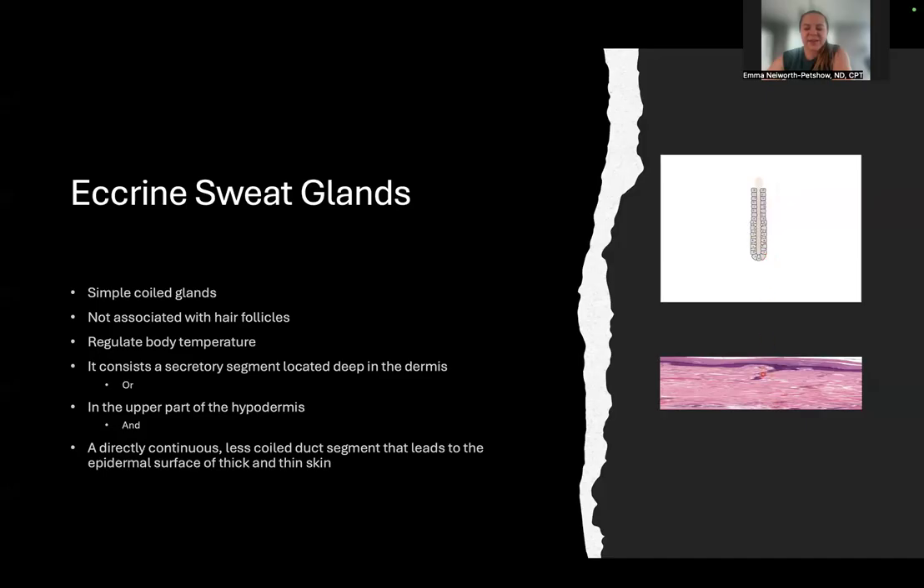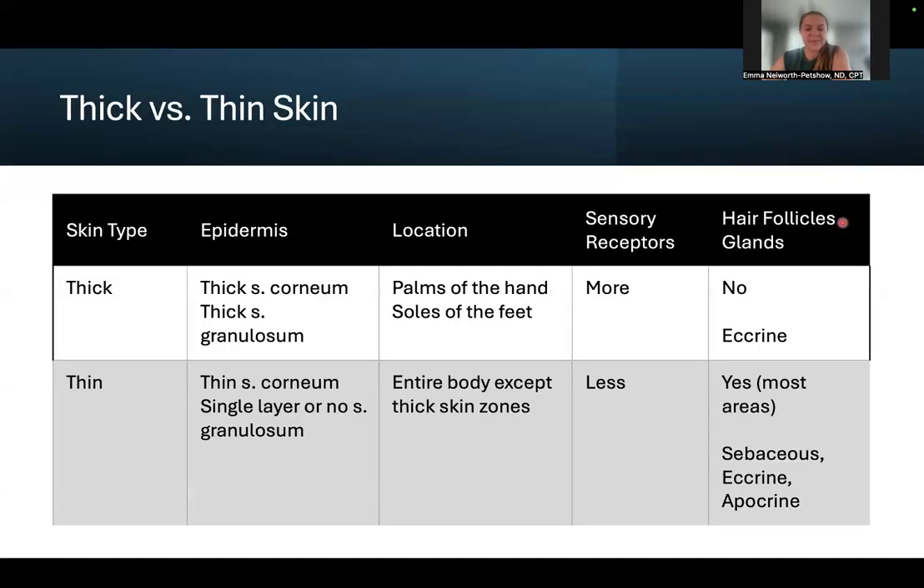And then our eccrine sweat glands here and here are simple coiled tubular glands. They are not associated with the hair follicle and they help to regulate body temperature. They consist of a secretory segment deep in the dermis or in the upper part of the hypodermis, and it is directly continuous with a less coiled duct segment that leads to the epidermis of thick and thin skin.